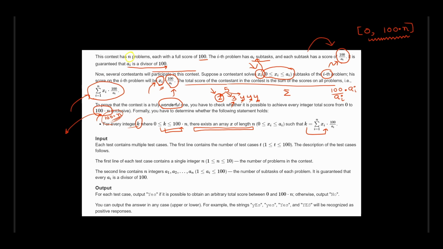You are only given the number of problems that you have and the number of subtasks that a particular problem has, and each subtask is from 1 to 100, and of course it will also be a divisor of 100 because the score is an integer. So now it is asking you to find, is it possible to compute all the scores between 0 to 100 into n?